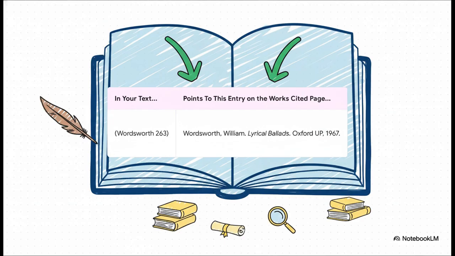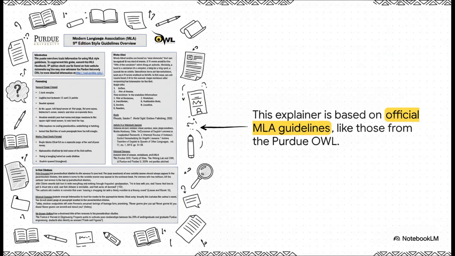They're a team. Now, none of these rules are just made up. They all come directly from the official MLA guidelines. And these are documented by amazing free resources like the Purdue Online Writing Lab, which most people just call the Purdue OWL. Seriously, for any writer, this website is an absolute lifesaver.